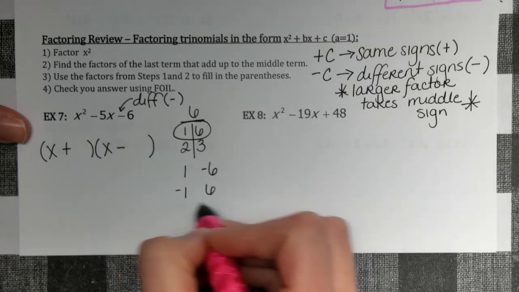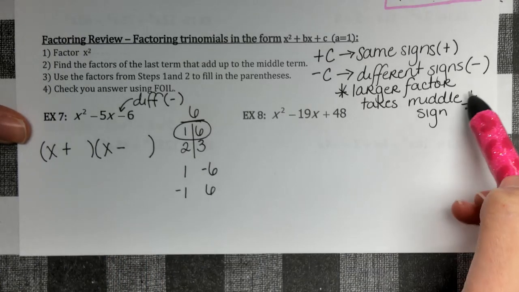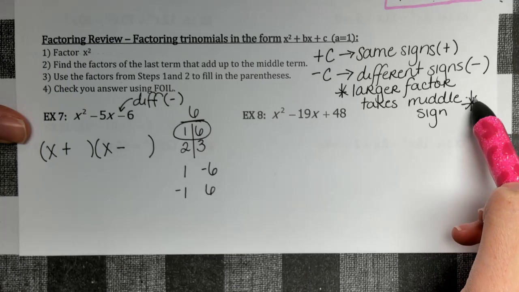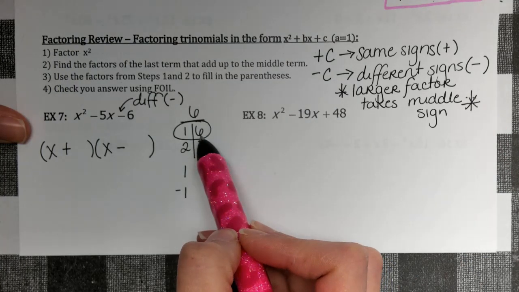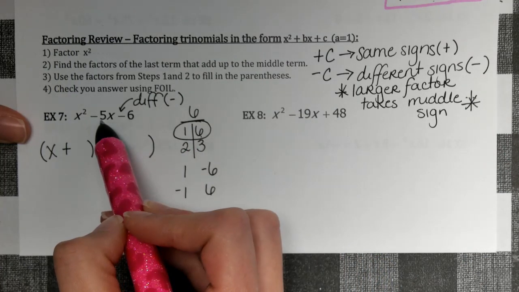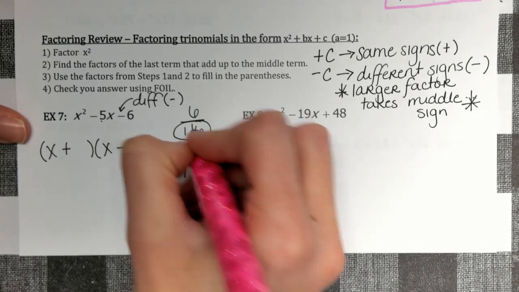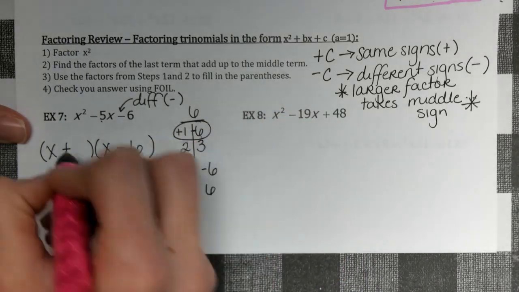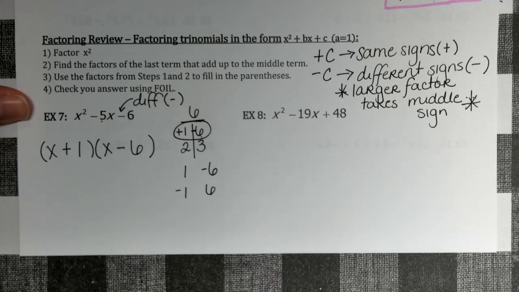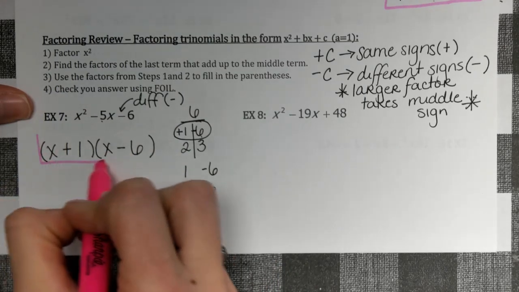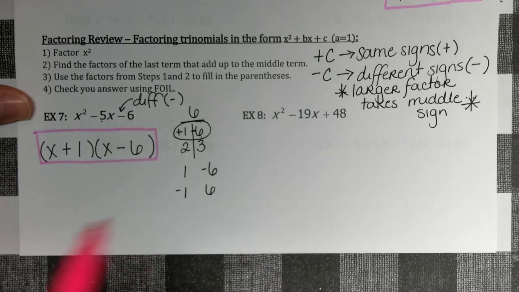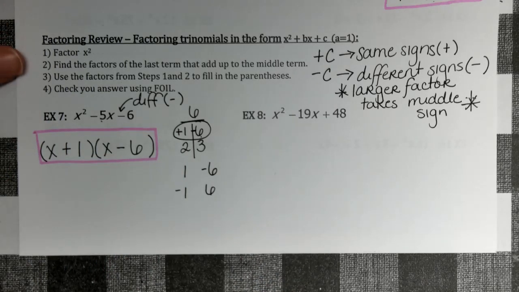So to prevent you from always having to write it and think about it, this is where this comes in. Your larger factor, so my 6, takes the sign of the middle. The middle is negative, so the 6 is negative, the 1 is positive. And there's my factored form. And you can check it by FOILing. You get x squared minus 6x plus 1x minus 6, which gives me my negative 5x that I need in the middle. Okay.